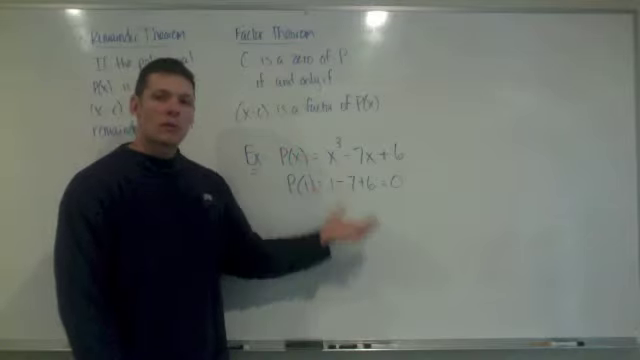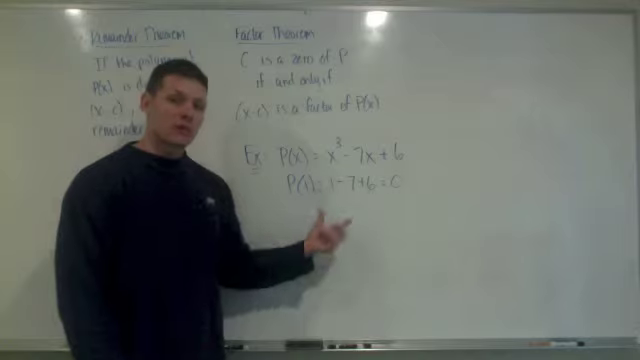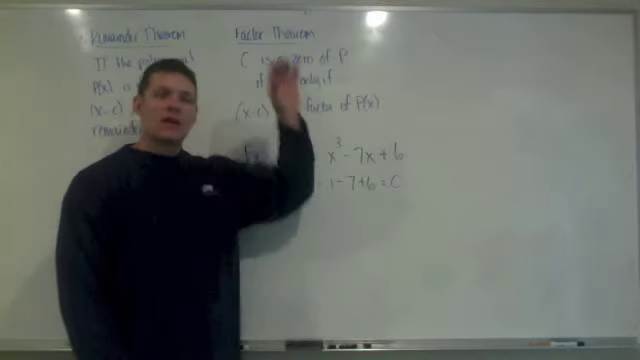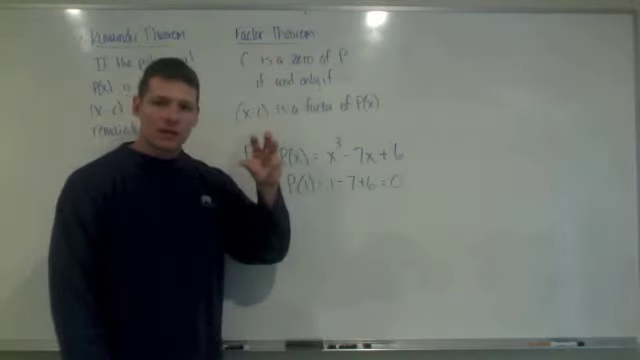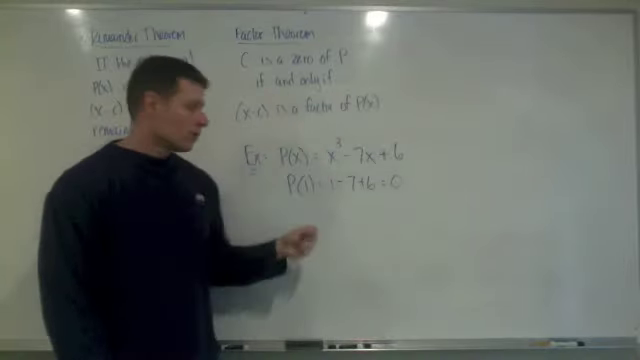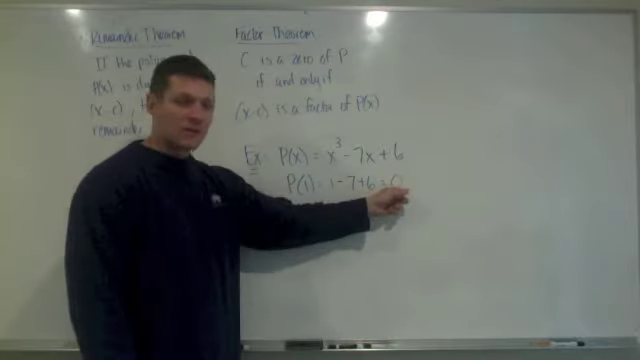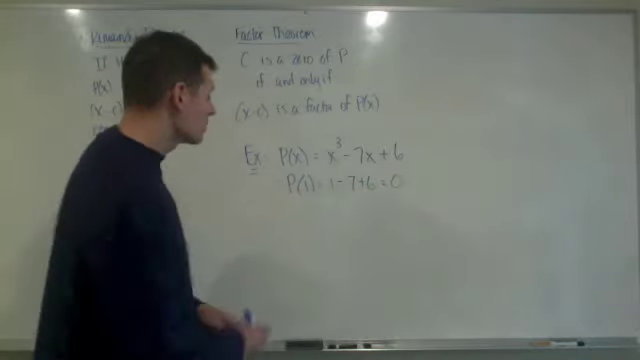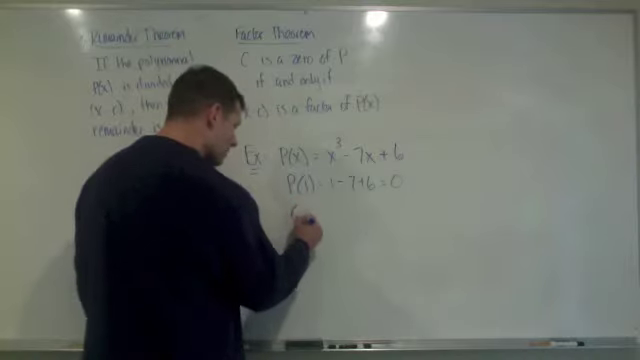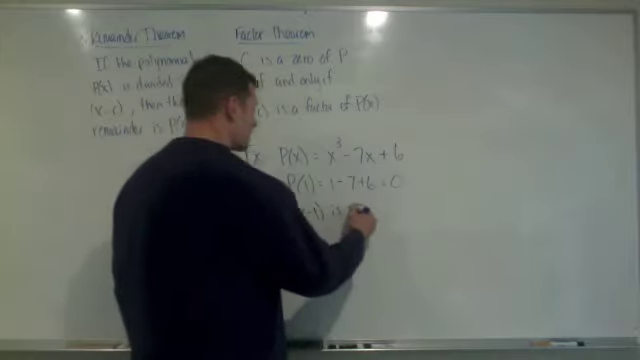If there's 0 remainder, doesn't that mean that it goes in perfectly if you're dividing something? Like if I have 35 divided by 7, the answer is 5, and there's 0 remainder because 7 went in perfectly. Well, because there's 0 remainder, we can conclude that x minus 1 is a factor of p of x.